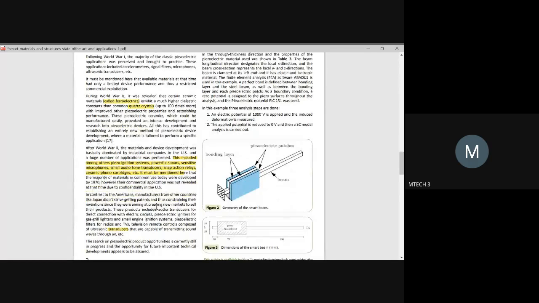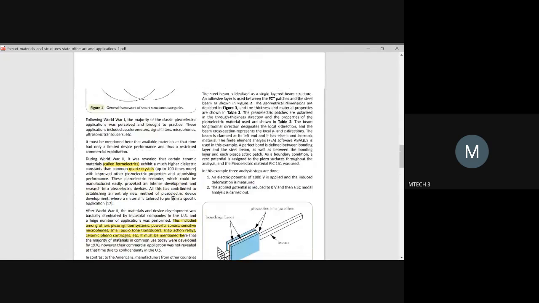After World War II, still more patents came into the picture. They identified further uses of these piezo materials, and they started using them in day-to-day activities like piezoelectric igniters, ignition systems, piezoelectric filters in our radios and TVs, and also in television remote controls. In all these aspects they started using piezo materials for smart devices, we can say, not exactly smart structures.